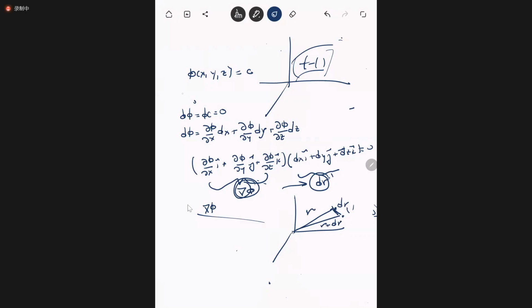If I have a surface that is given by the expression phi of x, y, z equals a constant, and I go through this process and find the gradient, with this manipulation it is proven that the gradient is perpendicular to that surface at that particular point. Okay.